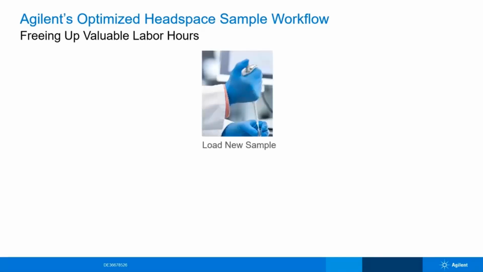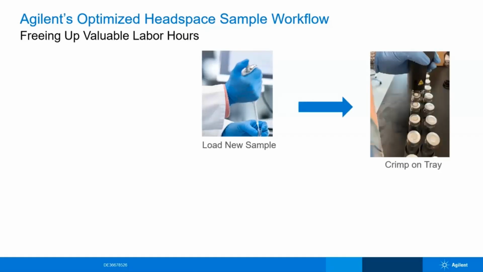So to start off, you load a new sample. The trays are removable from the system, so you can take it out, put all of the individual vials on, load up the vials, and then cap and then crimp all on the tray.